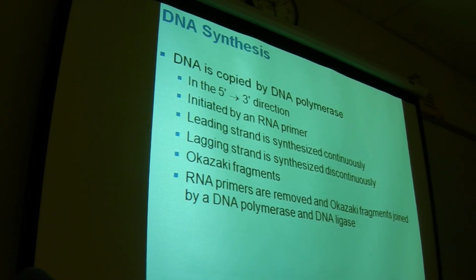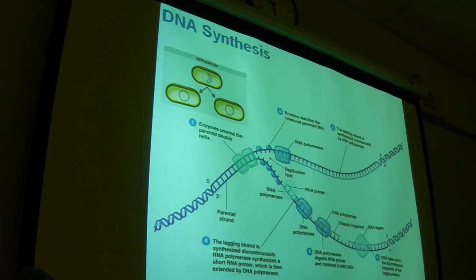It's initiated by an RNA primer. Basically, that's a little piece of RNA that is needed in order for the DNA polymerase to dock onto the DNA. So there's two types of synthesis. There's leading strand synthesis and lagging strand synthesis, and I'll show you what that means in the next slide. I'll talk about Okazaki fragments. Let's skip over that.